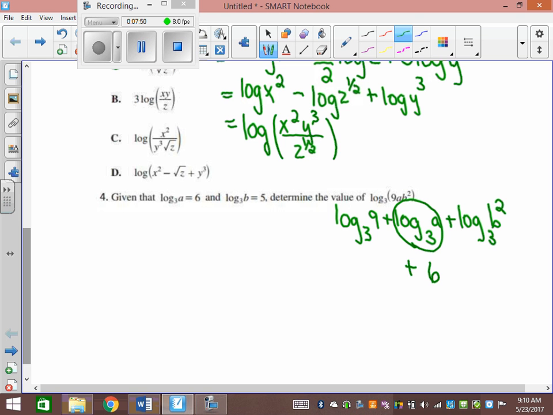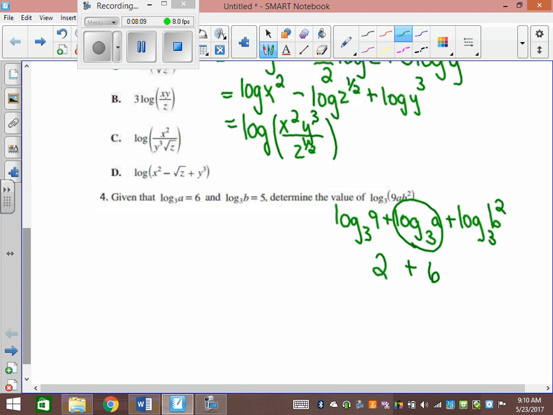Plus log base 3 of 9 is 2. This one's our issue. I don't have log base 3 of b. I have log base 3 of b squared. How can I make that be log base 3 of b? Take the 2 and do what with it? Move it to the front.